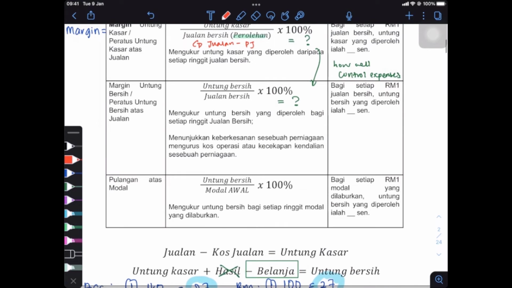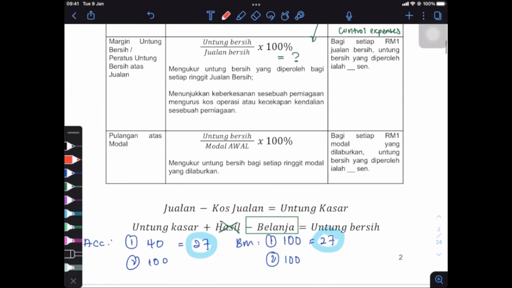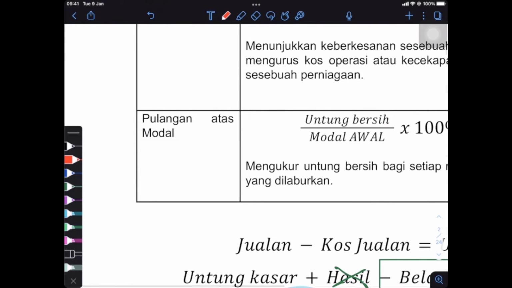So pulangan atas modal, same thing. You are also using untung as part of your formula. So we have untung bersih, and then remember you are dividing by modal awal. So untung bersih divided by modal awal. This one you can actually also interpret from the name of the nisbah itself. We call it pulangan atas modal. So first thing is under the fraction, we will have modal.